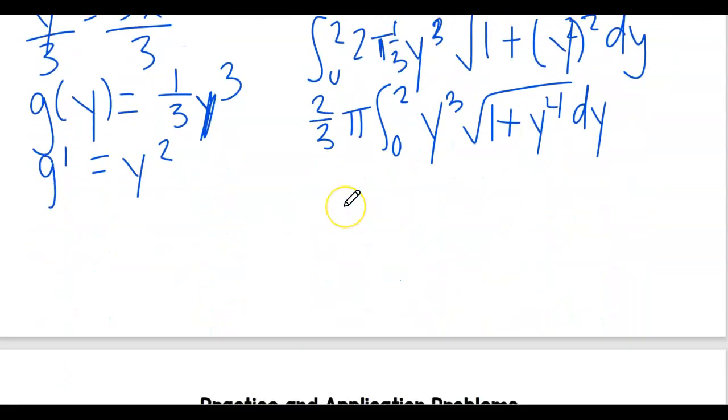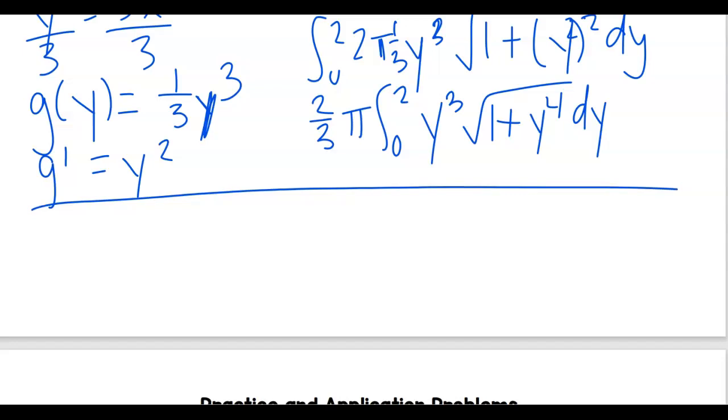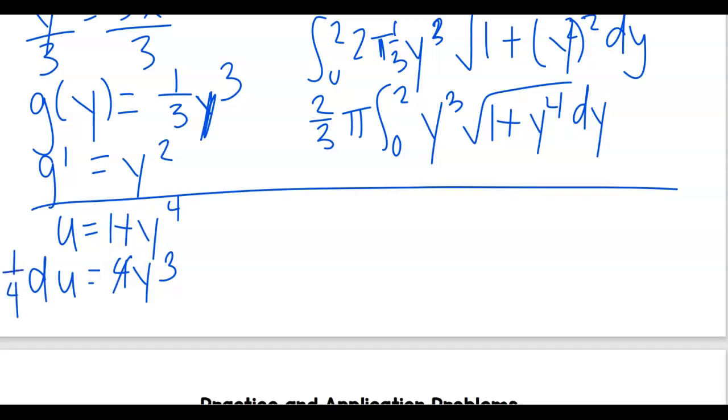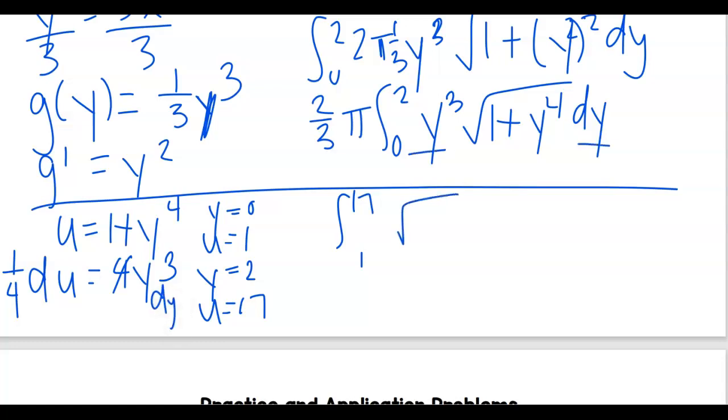So again, another u sub question. So we're going to let u be the inside. Okay, and I don't have a 4, so I'm going to do that. All right, let's think about bounds. If y equals 0, then u is going to be 1. And if y equals 2, 2 to the 4th, 2, 4, 8, 16 plus 1 is 17. Okay, so integral from 1 to 17, y cubed dy, we got square root of u, and then I need a 1 fourth du, so 2 over 12, because I'm going to take that 1 fourth out there times the 2 thirds, so that's where 2 over 12 is going to come from.